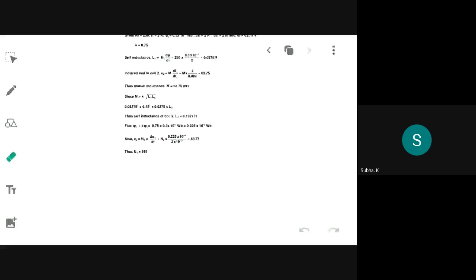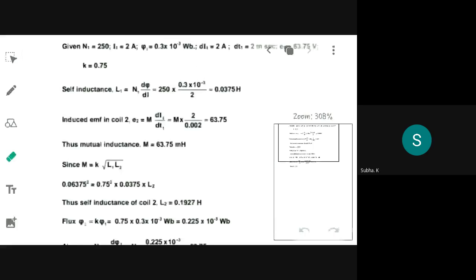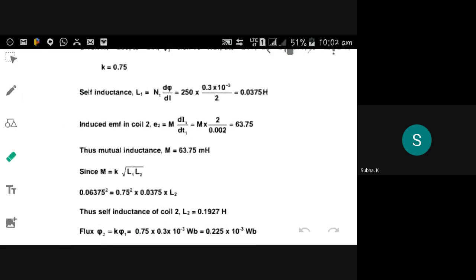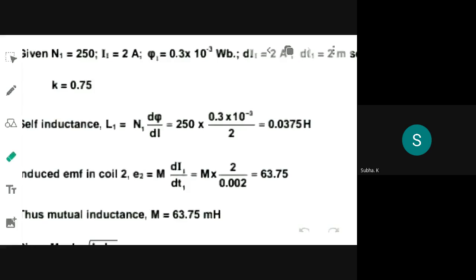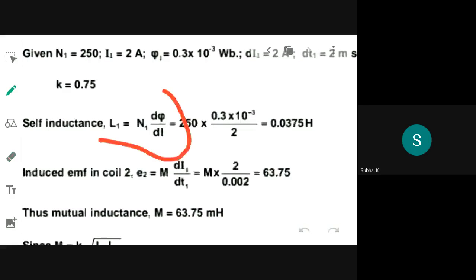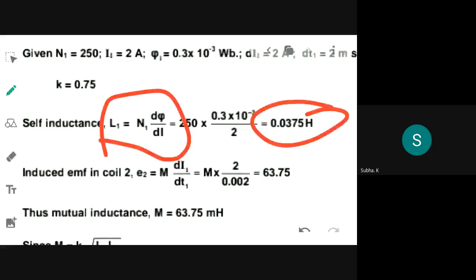Let us solve for that L1. As you are seeing, they have solved for L1 using the formula. And what is the answer that you are getting? 0.03. I is reduced from 2 minus 0. Okay, this is the initial flux. 0.0375 you got for L1. Yes, ma'am. Wait, calculating, ma'am.